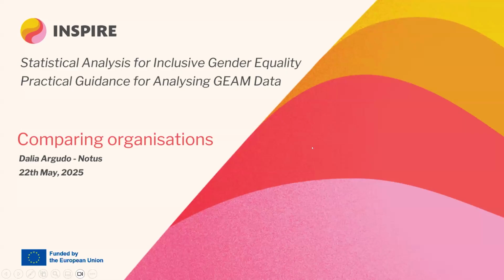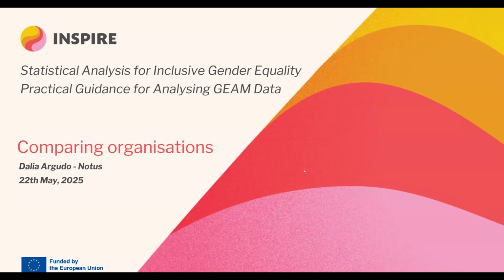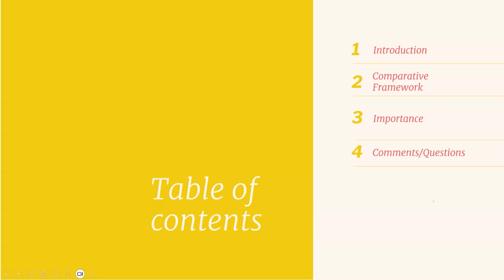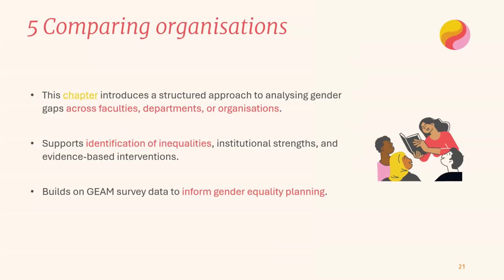So, the next chapter is called Comparing Organizations. This is a continuation of chapter 3, and chapter 4 with comparing in time. It has the same contents as this presentation: a brief introduction about the chapter, what the comparative framework is, the importance, and some questions that we have time for.